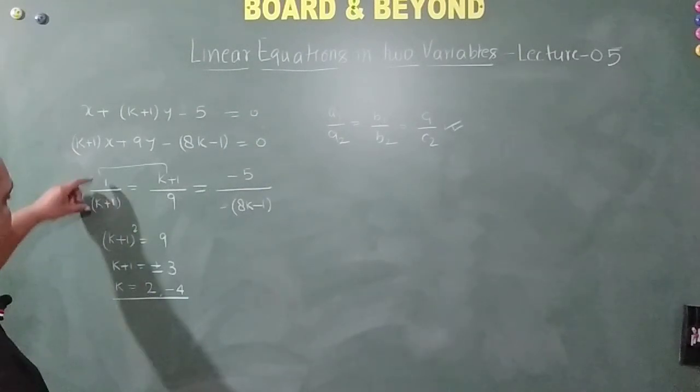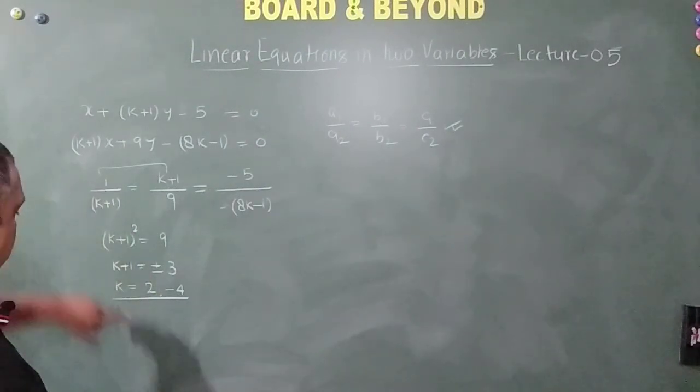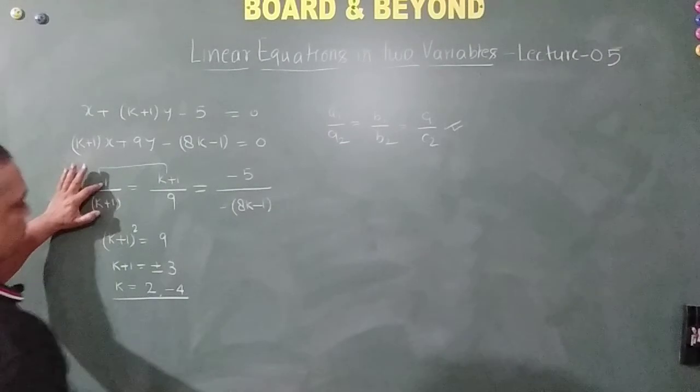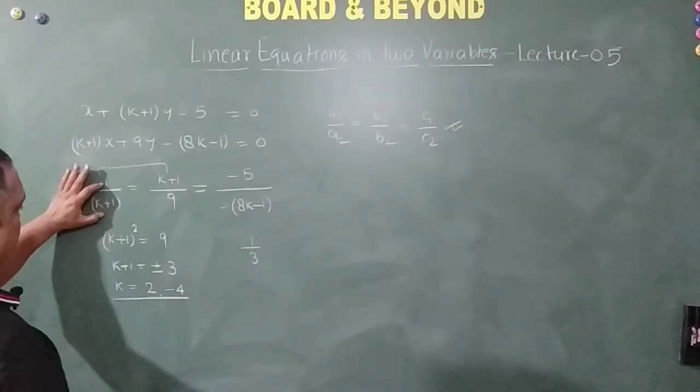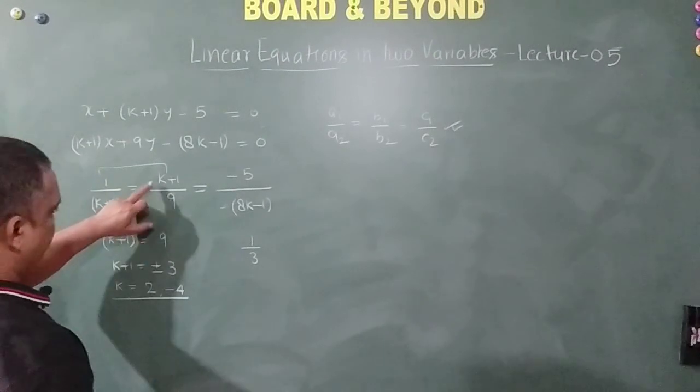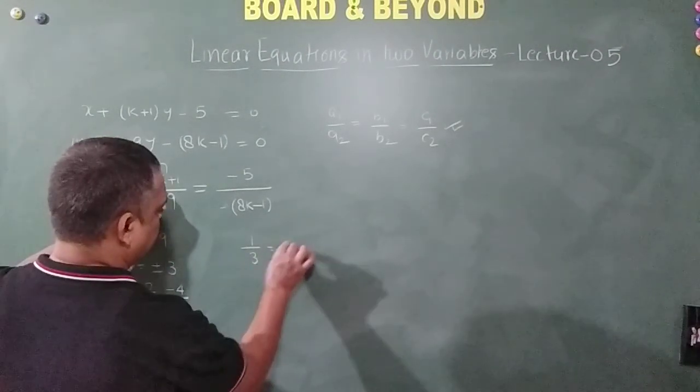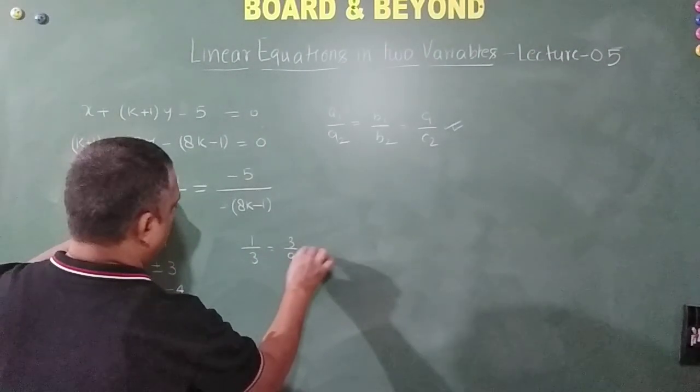Okay. Before that, let's quickly check. k is equal to 2, right? So this becomes how much, my friend? This becomes 1 by 3. Okay. And this becomes 3 by 9. And this becomes how much?